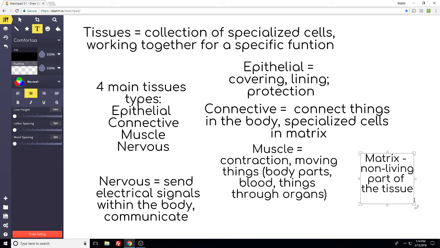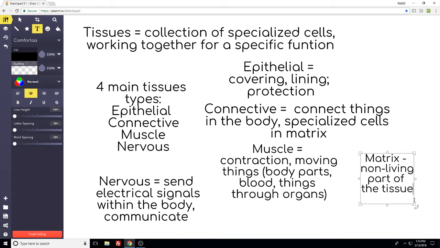And the other tissue types, epithelial, muscle, and nervous, we don't talk about matrix because the tissues are pretty much just the cells. But in connective tissue, a lot of times we'll have a very prominent part of the tissue that's not the cells. For example, if you look at bone tissue, there are living cells in bone tissue. They're called osteocytes. But the majority of that tissue is not cells.